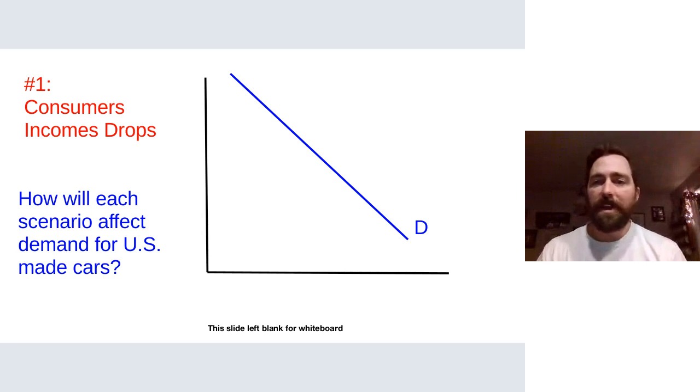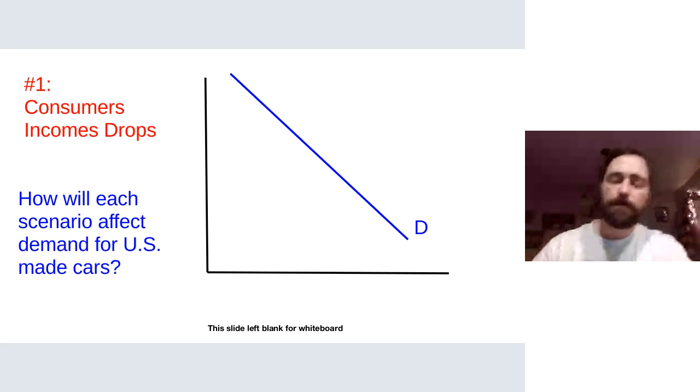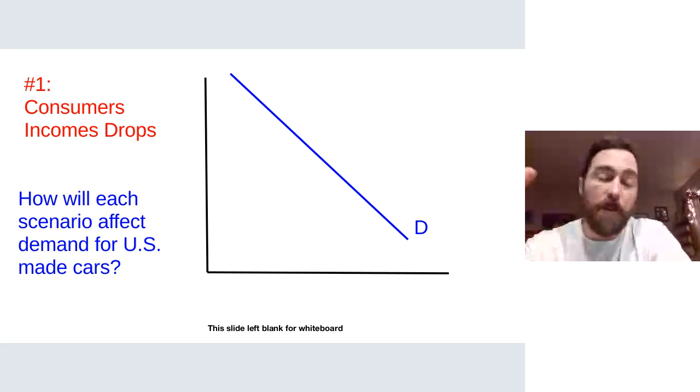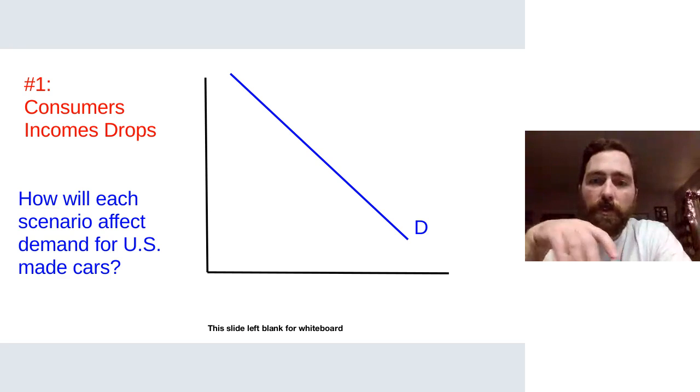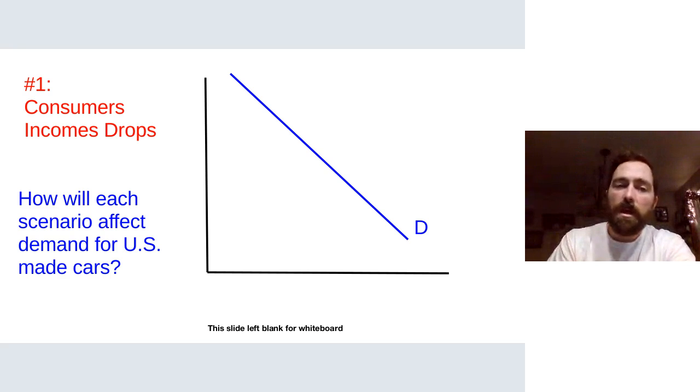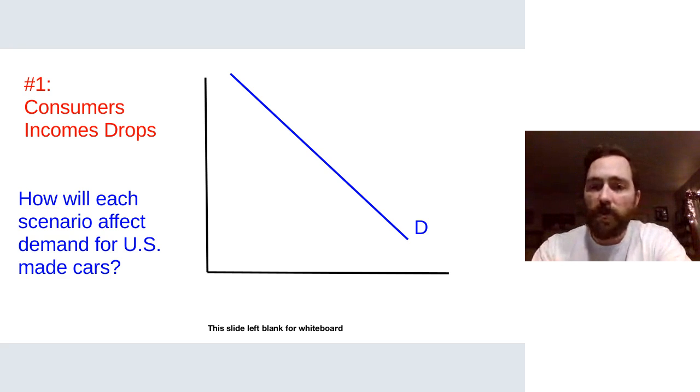Hello, economics students. This is some video help that will talk you through how to graph the law of demand given certain scenarios. I have 8 questions or scenarios that have to do with demand for US-made cars. After I read each scenario, I want you to graph it on your own and see how you do.